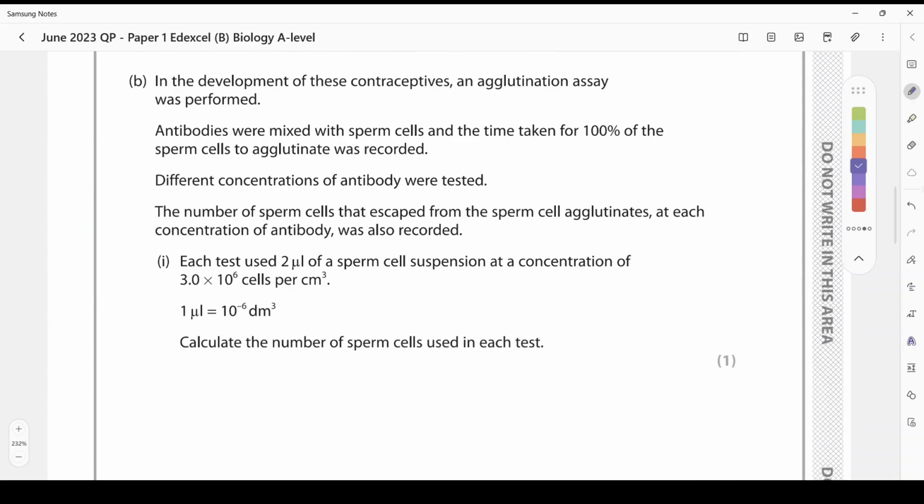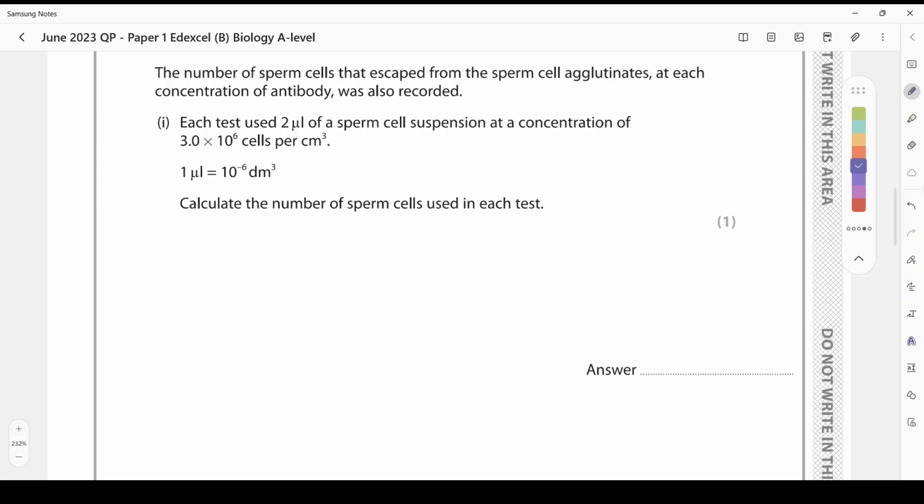All right, part B. In the development of these contraceptives, an agglutination assay was performed. Agglutination is what happens when the antibodies bind to the antigen and cause the particles to stick together. Antibodies were mixed with sperm cells and the time taken for 100% of the sperm cells to agglutinate was recorded. Different concentrations of antibody were tested. The number of sperm cells that escaped from the sperm cell agglutinates at each concentration of antibody was also recorded.